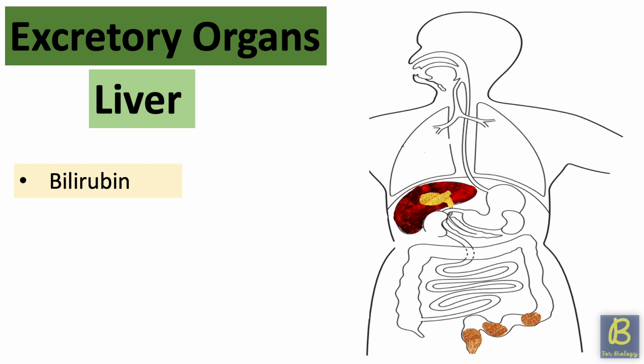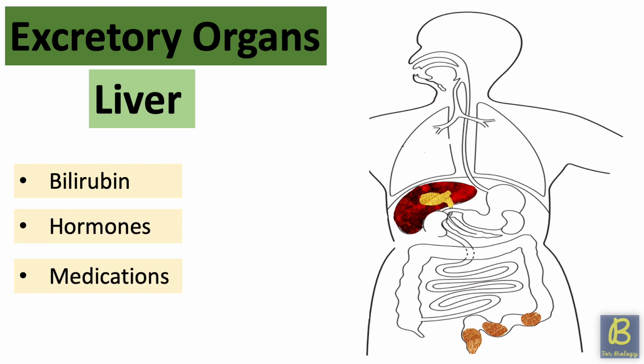Then comes excess hormones and medications. The liver can break down or modify certain hormones and medications, rendering them less potent or preparing them for excretion through the kidneys. Ammonia. A toxic byproduct of protein metabolism, ammonia is converted by the liver into the less harmful urea. Urea is then transported to the kidneys for excretion in urine. The removal of the nitrogen-containing part of the amino acids to form urea is called deamination.